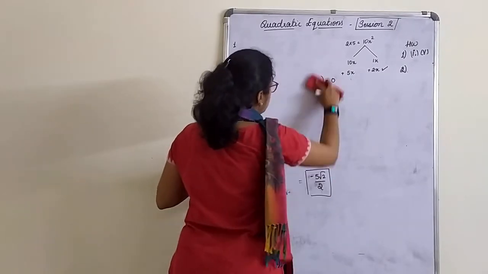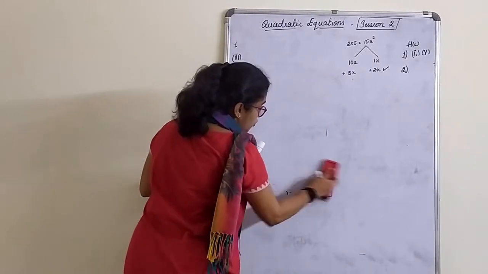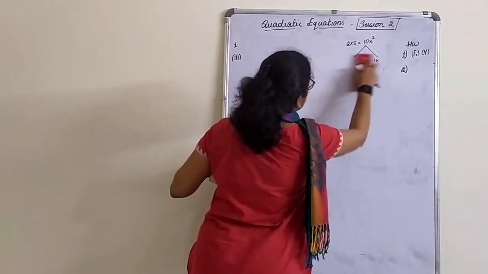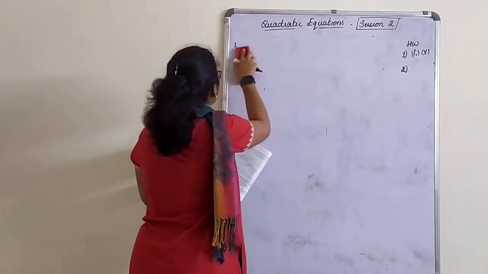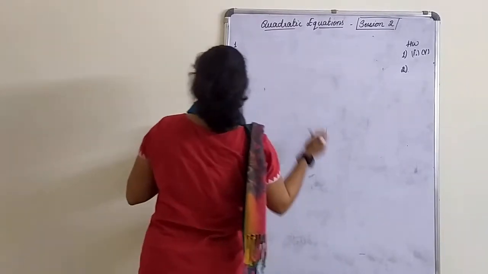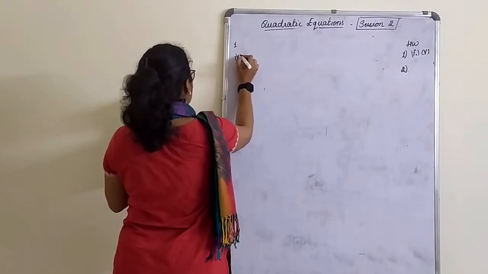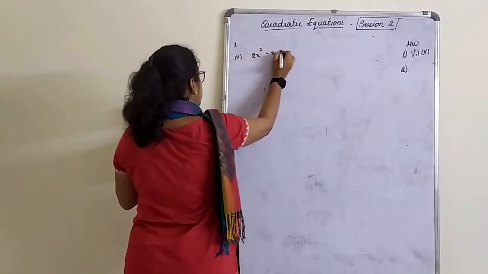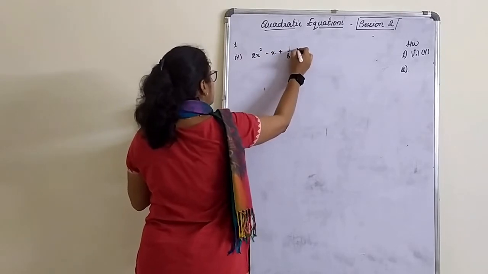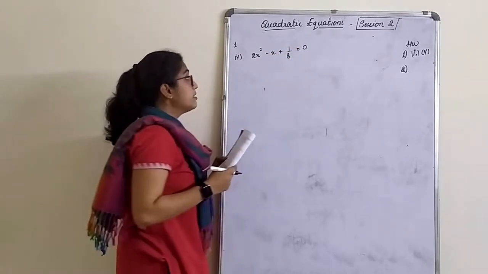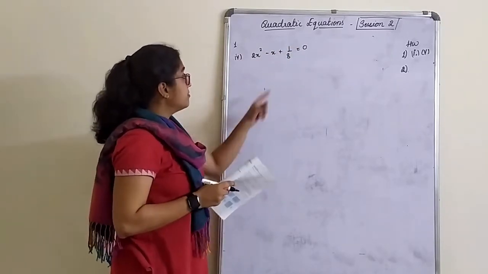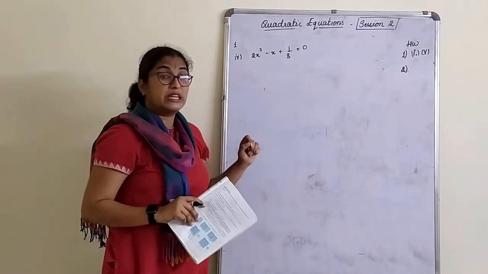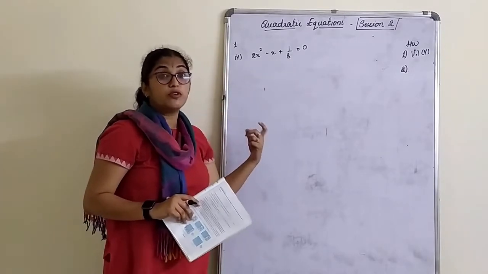Main thing is choosing the correct factors. If you choose the correct factors, the answer is right. And the last one, that is the fourth one, 2x square minus x plus 1 by 8 is equal to 0. Now, since it is in the form of a fraction, it will sometimes be difficult to take what common.